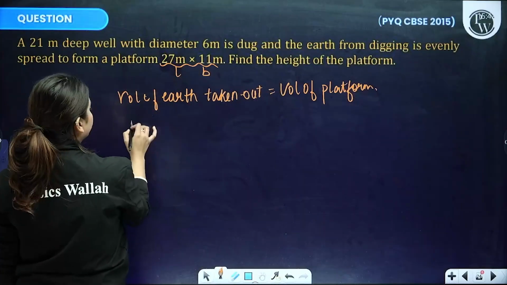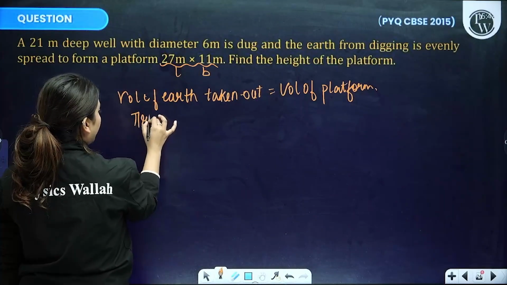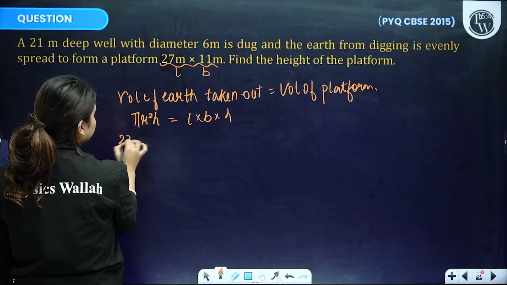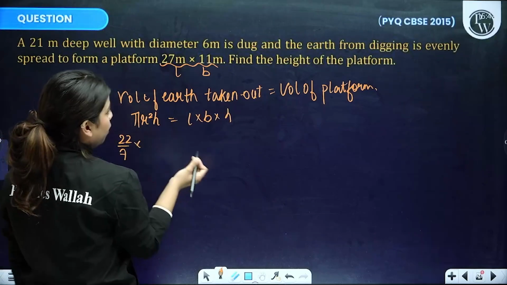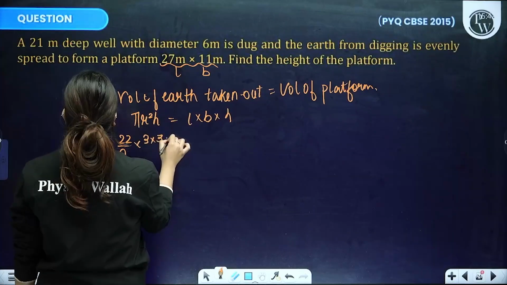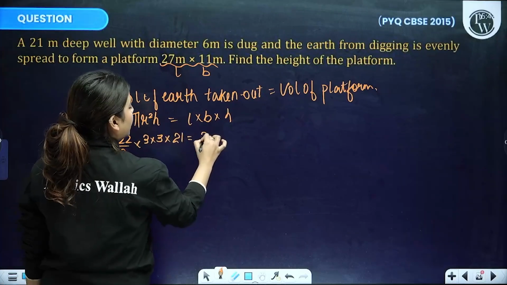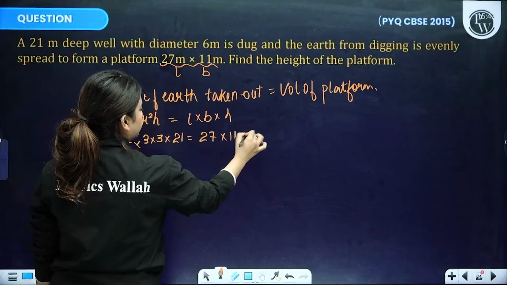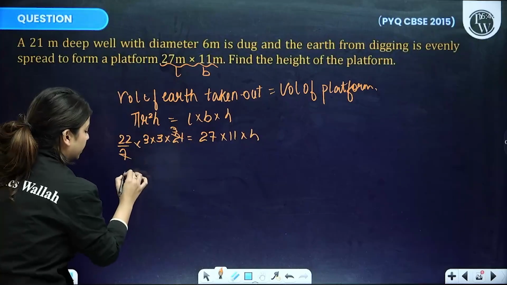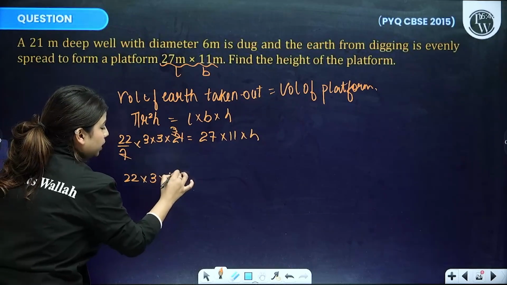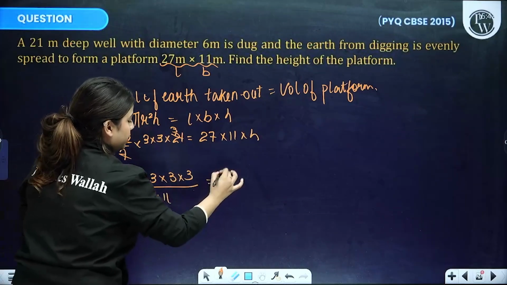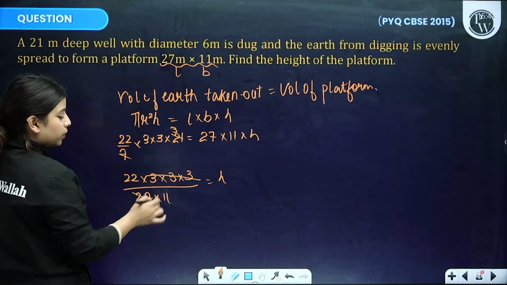Right? So volume of earth will be that of the cylinder. That means pi r square h will be equivalent to length into breadth into height. What is pi, people? 22 by 7. The diameter is 6, so the radius is 3 into 3 and the height is given to you as 21. Length is 27 into 11 into height. Let's bring everything down. So 7 and 21 get cancelled at 3. So let's bring it down. So this becomes 22 into 3 into 3 into 3 divided by 27 into 11 equals to h. 27, 3 into 3 into 3, 11 and 2.